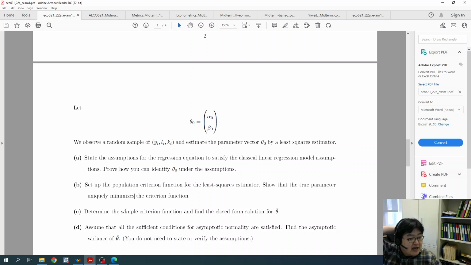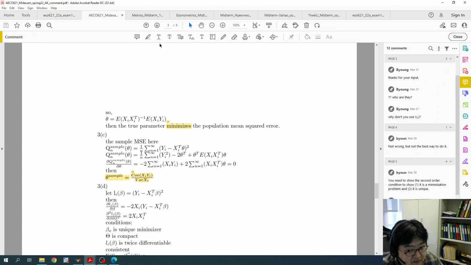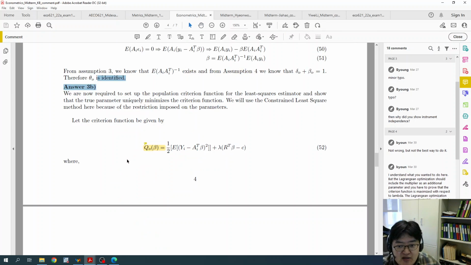At least you have to use the bordered Hessian matrix. If you do not understand what the bordered Hessian is, then your proof is not complete. The second order condition is especially complicated. Let me explain briefly; you don't need to understand this. In this Lagrangian setup, the criterion function includes this constraint, the Lagrangian multiplier lambda, and the constraint equation. The idea is right, the approach is right, but you have to include lambda as a new parameter, so the criterion function is a function of parameters beta and lambda.